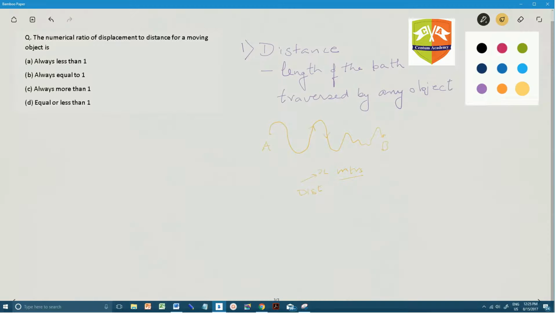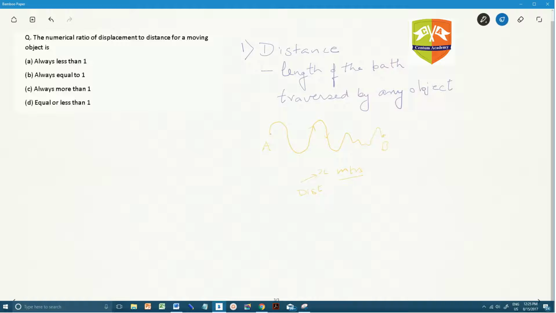while displacement would be the shortest distance between A and B, which happens to be the straight line. I'll draw it, yeah, like that. So this is a straight line joining A and B. So let's say this length of the shortest distance is y meters. Okay, so this becomes my displacement, right? So clearly in this case, distance is equal to x and displacement is equal to y.